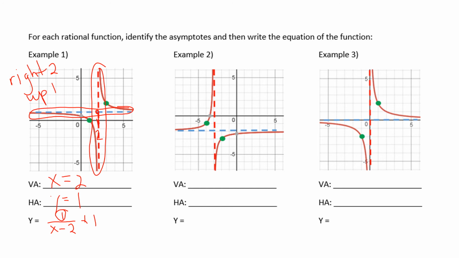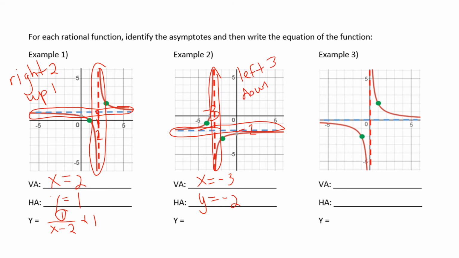So we're going to look at the vertical asymptote first. We see the vertical asymptote passes through the x-axis at -3, so this is x equals -3. The horizontal asymptote we see crosses through the y-axis at -2, so this is y equals -2. The reason why I identify that is it helps me see which way my graph has shifted. Instead of being centered at the origin, it shifted to the left 3 and down 2.